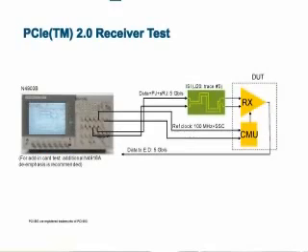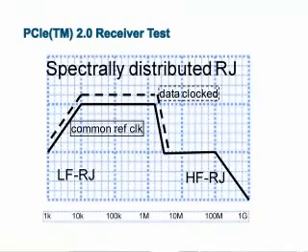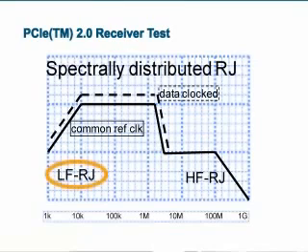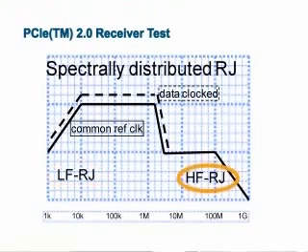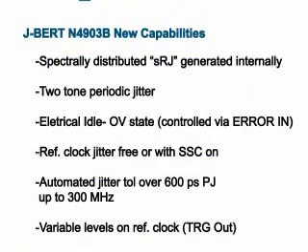Now I will show you another very popular application for the J-BERT, PCI Express Generation 2 receiver testing. As you can see here, PCI Express Generation 2 requires a very special profile of random jitter, which is a composition of a low frequency and a high frequency RJ. And J-BERT now has all these capabilities built in and calibrated.